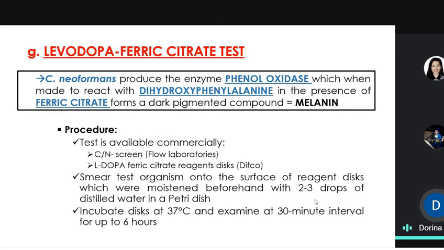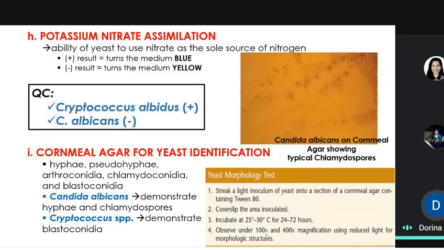So you smear the test organism onto the surface of reagent disk, which were moistened beforehand. Sabi nga niya dun sa ating procedure, with 2 to 3 drops of distilled water in a petri dish. Incubate and examine at 30-minute interval up to 6 hours. And you have your potassium nitrate assimilation test, which is the ability of yeast to use nitrate as the sole source of nitrogen. And the cornmeal agar, dito sa cornmeal agar ulit, you check for the demonstration of hyphae.